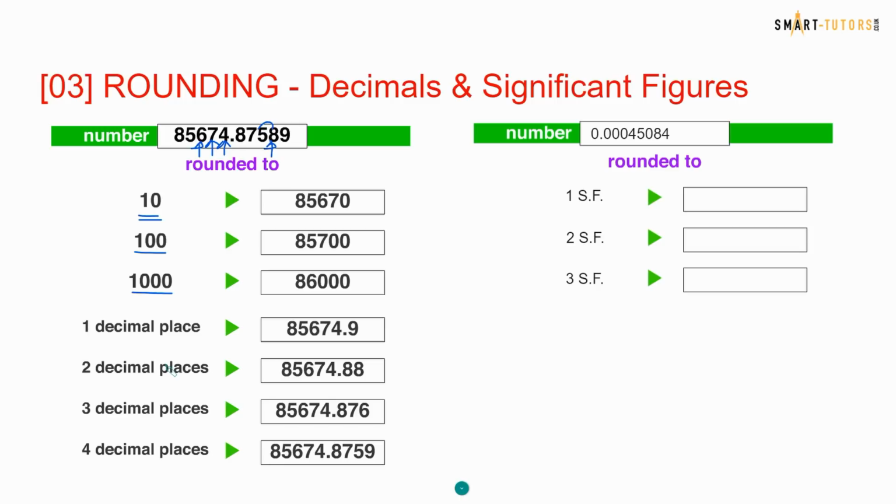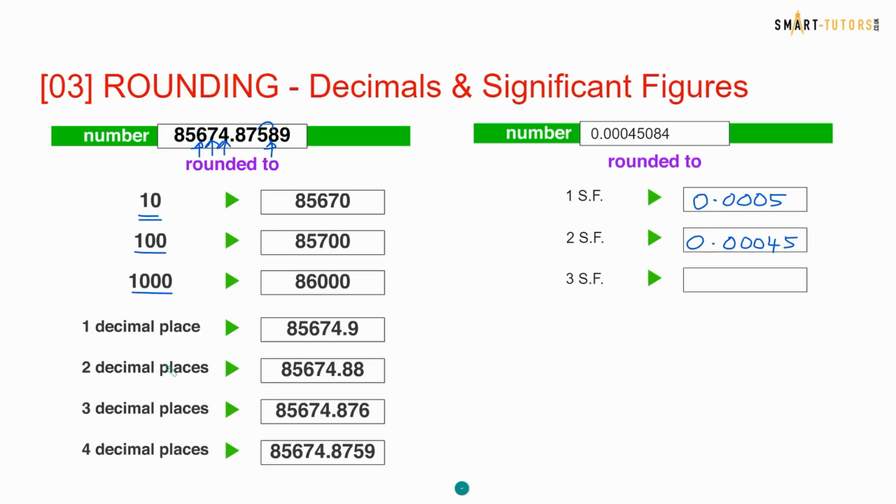You need to look for the second one, the decision maker. The second one is 5. He will give 1 and he dies, and the answer is 0.0005. 2SF means you need to look for the second significant figure, which is 5. The third one is the decision maker. The third one is less than 5. He's not going to give anything, so 0.00045. 3SF means the fourth one is going to be the decision maker.